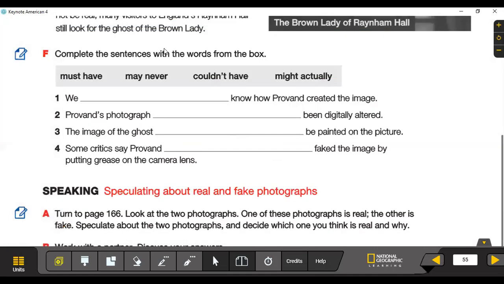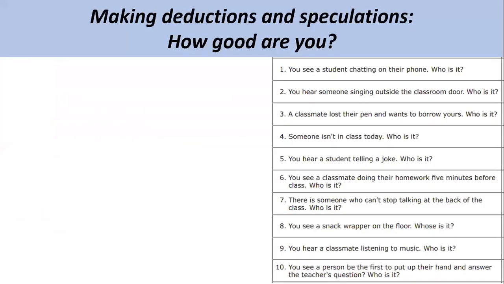All right. So this is what I'm going to ask you to do. For now, I guess the three of you can work together. It says making deductions and speculations. How good are you? Okay, so Eder came here, so maybe we can do it in pairs.